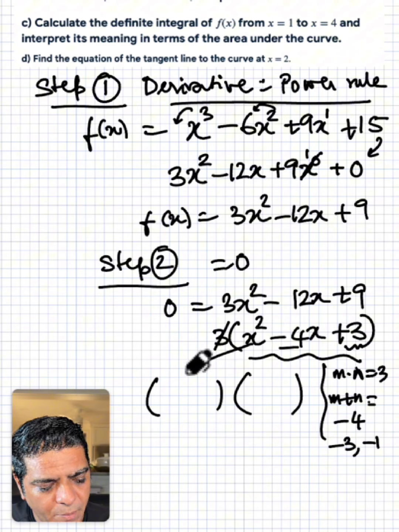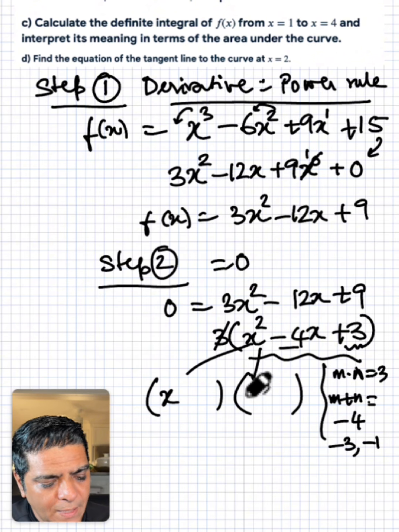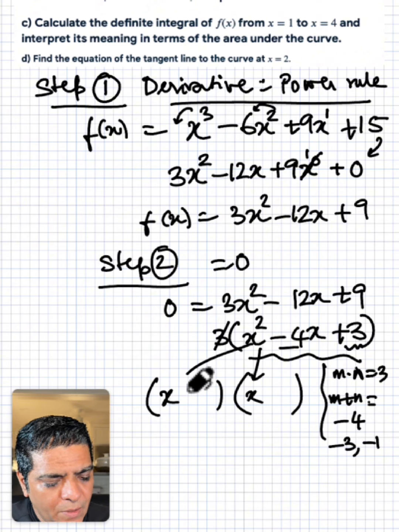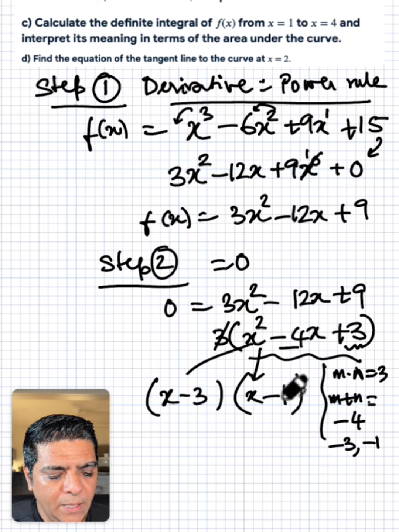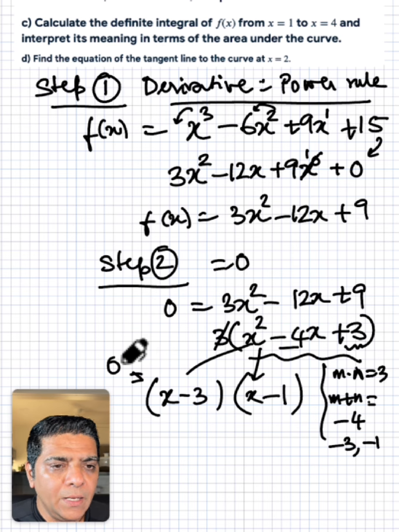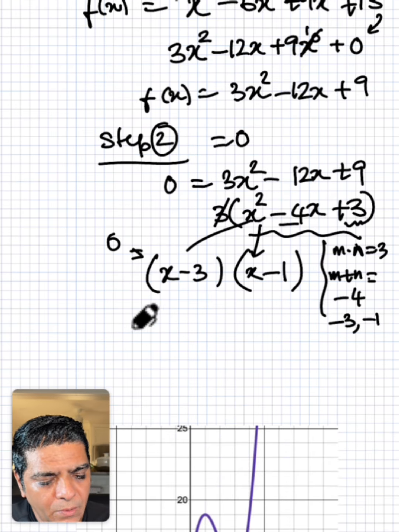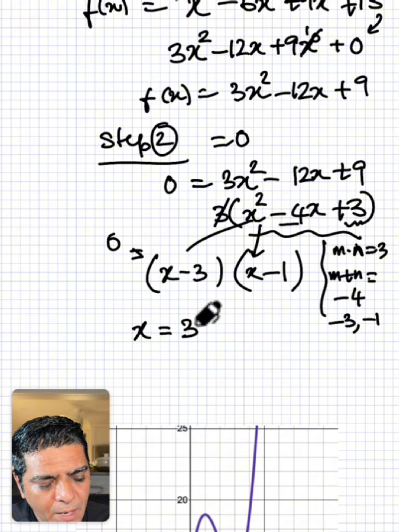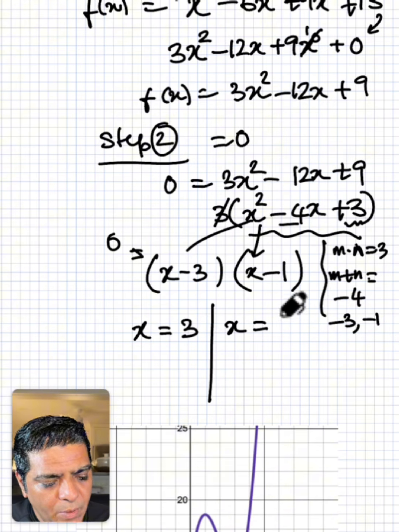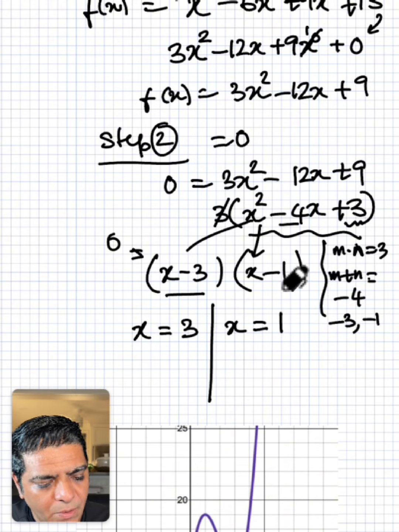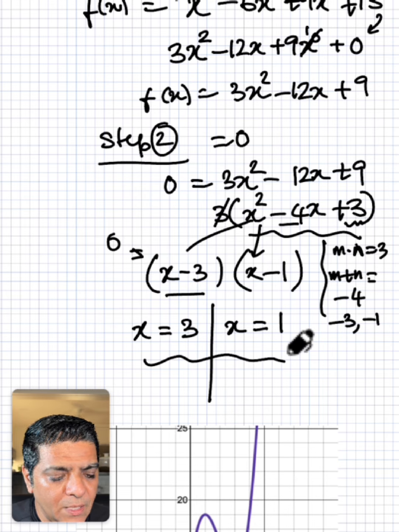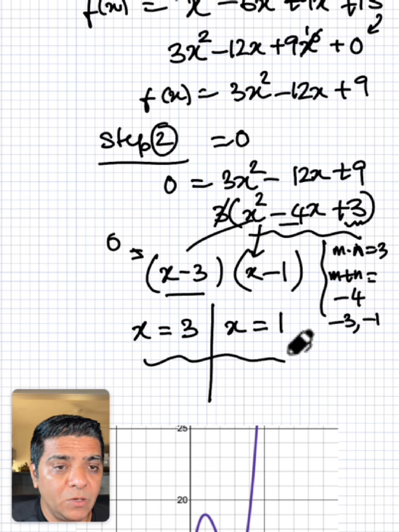So let's go ahead and split up our x squared here. So that's x and x. So we can write negative 3 and negative 1. That is equal to 0. Okay, great. Now we know from the zero product rule, x is going to be 3 or x is going to be 1. So we set each of these equal to 0 and we get x equals 3 and x equals 1. So those are the critical points. Now those are the points where the slope is going to be 0 or undefined.